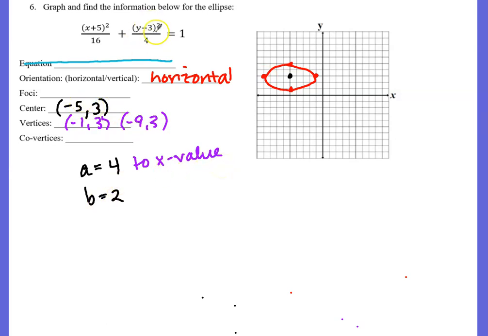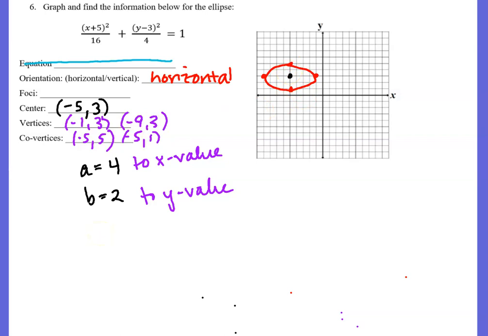The b value this time is happening to the y value of the center. That's how we got the co-vertices. But again, you could just go over and see what they are. So I'm adding and subtracting 2 to the y value of the center. If I added 2, I'd have -5, 5, which is that one. And I would subtract 2, which would give me -5, 1. Once again, that's all right here. So if you graph it first, which is easiest, then you could even just get them from your picture.